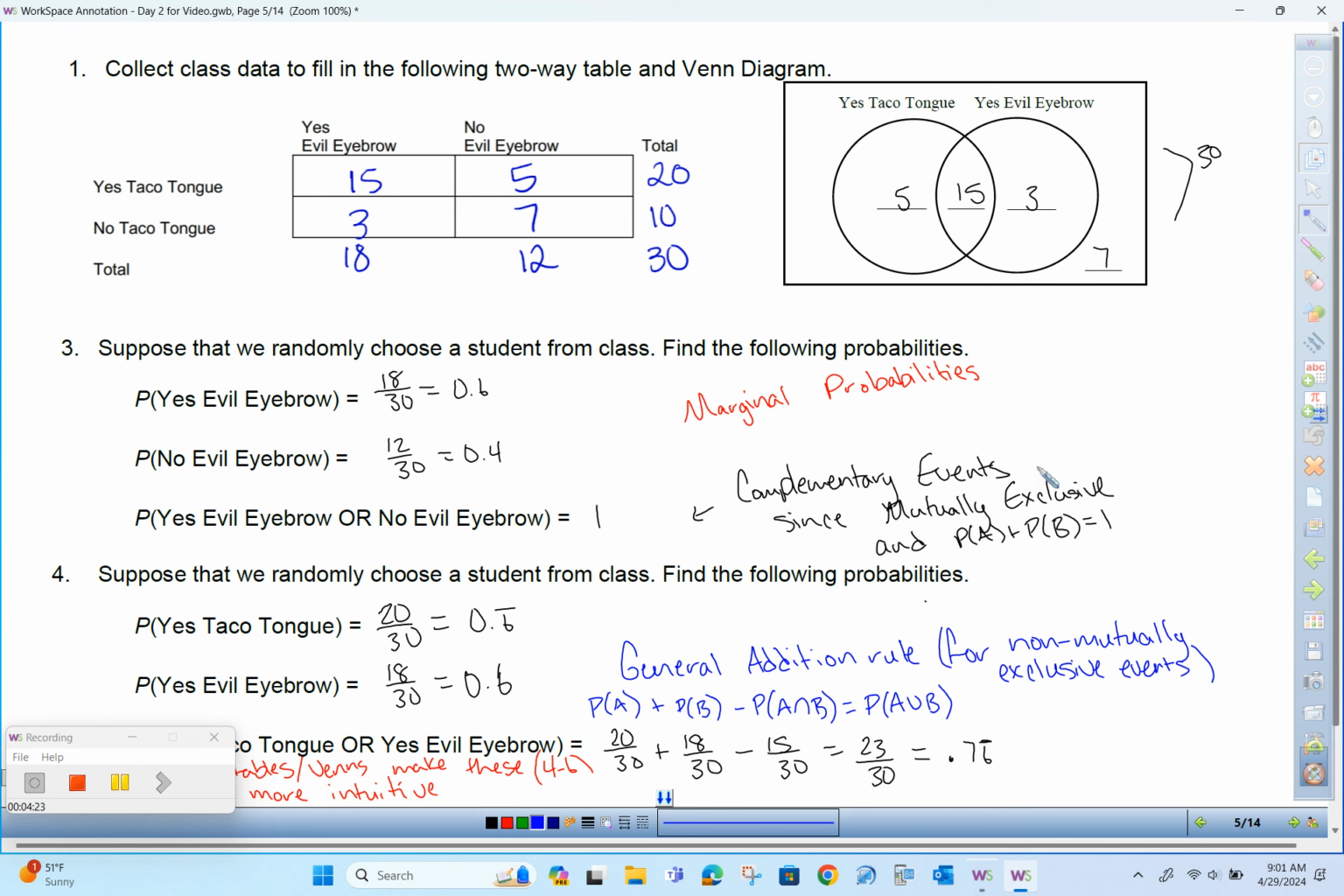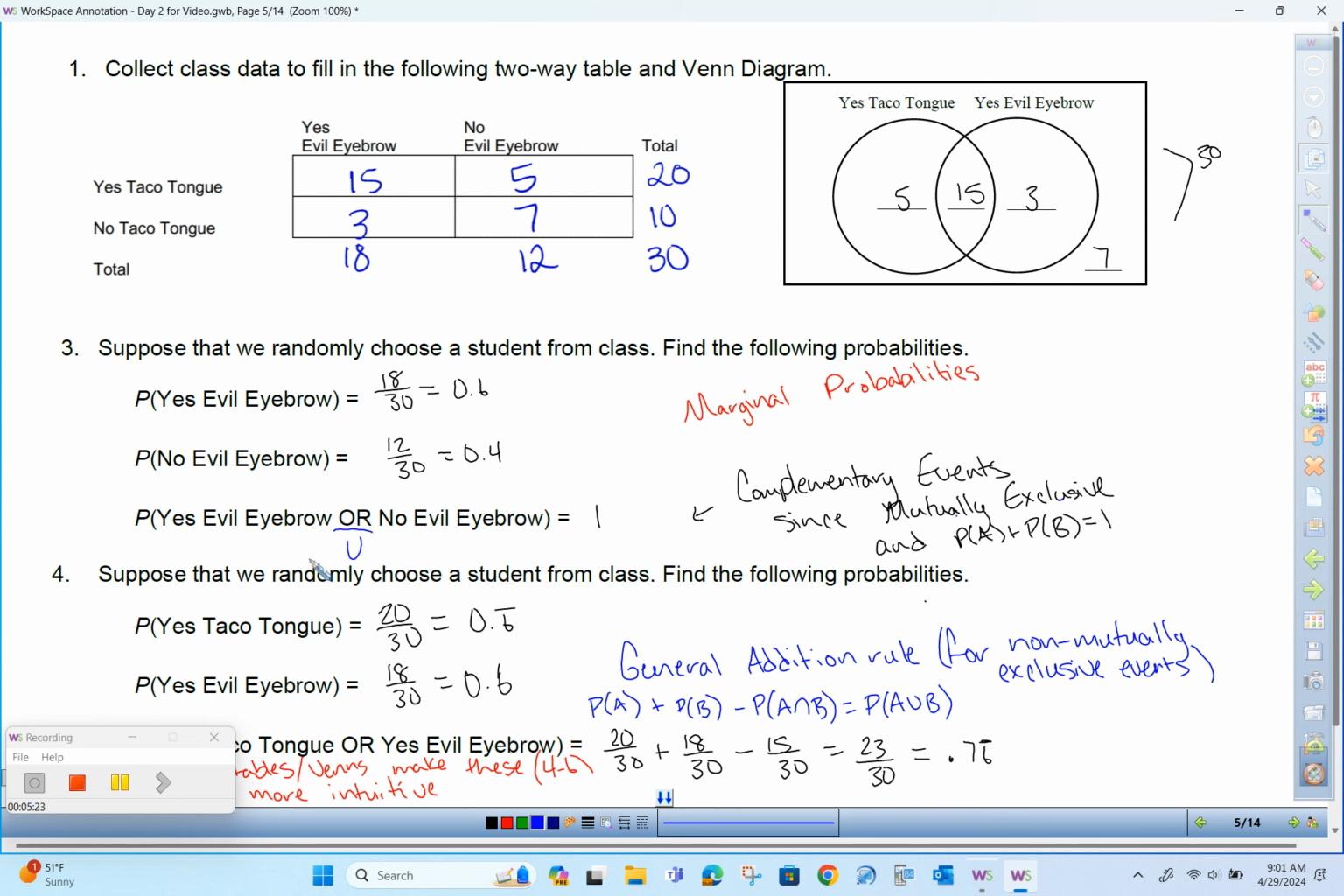Okay, there's no overlap. You cannot be yes to evil eyebrow and no to evil eyebrow at the same time. So no intersection is not overlapping, so they would be mutually exclusive. Okay, so our rule for that, the addition rule, was if you have an or situation, you could just add them. Okay, so this or is union.